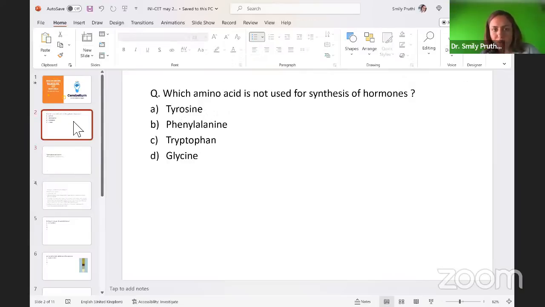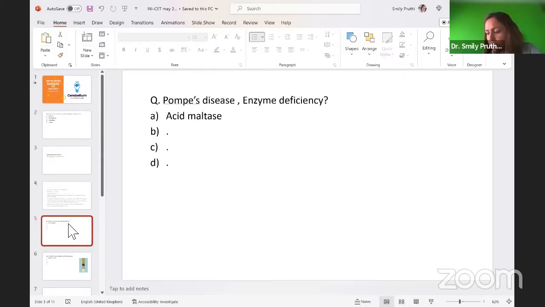Okay, some students are saying this question was there. Which amino acid is not used for synthesis of hormones? Answer is glycine, because tyrosine will make thyroid hormone. Phenylalanine makes tyrosine and then thyroid hormone indirectly. Tryptophan will make serotonin and melatonin. Okay. Another question I got on Pompe's disease.